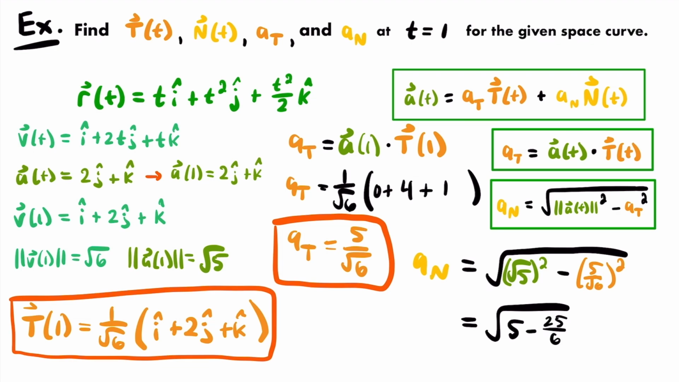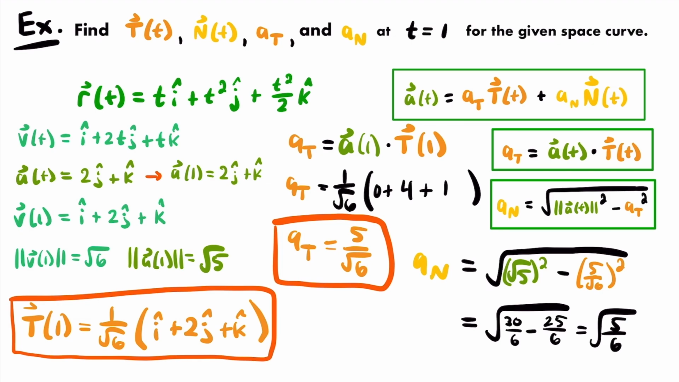All right, now in order to simplify this, we want to write 5 in terms of sixths, and 5 would be the same as 30 divided by 6. So let's write that like this. We would have 30 divided by 6, that is 5. And so now that we have a common denominator, 30 minus 25 is 5. So we get the square root of 5 divided by 6.